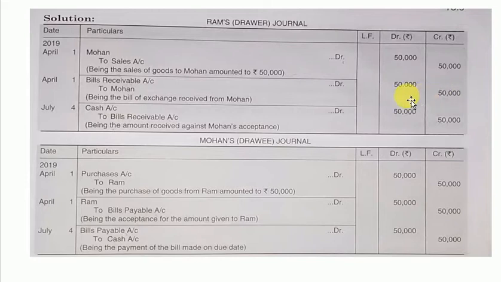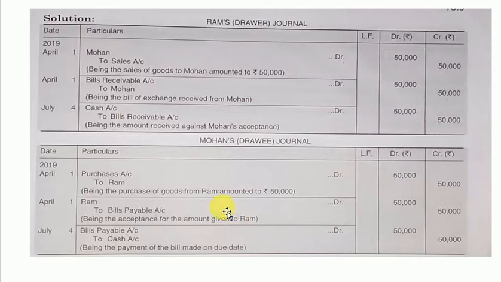Now for the same transaction, the entry in the books of drawee Mohan is April 1, Ram debit to Bills Payable Account. Amount is 50,000, being the bill accepted by Mohan, given by Ram. So this is for the bill of exchange drawn by Ram.